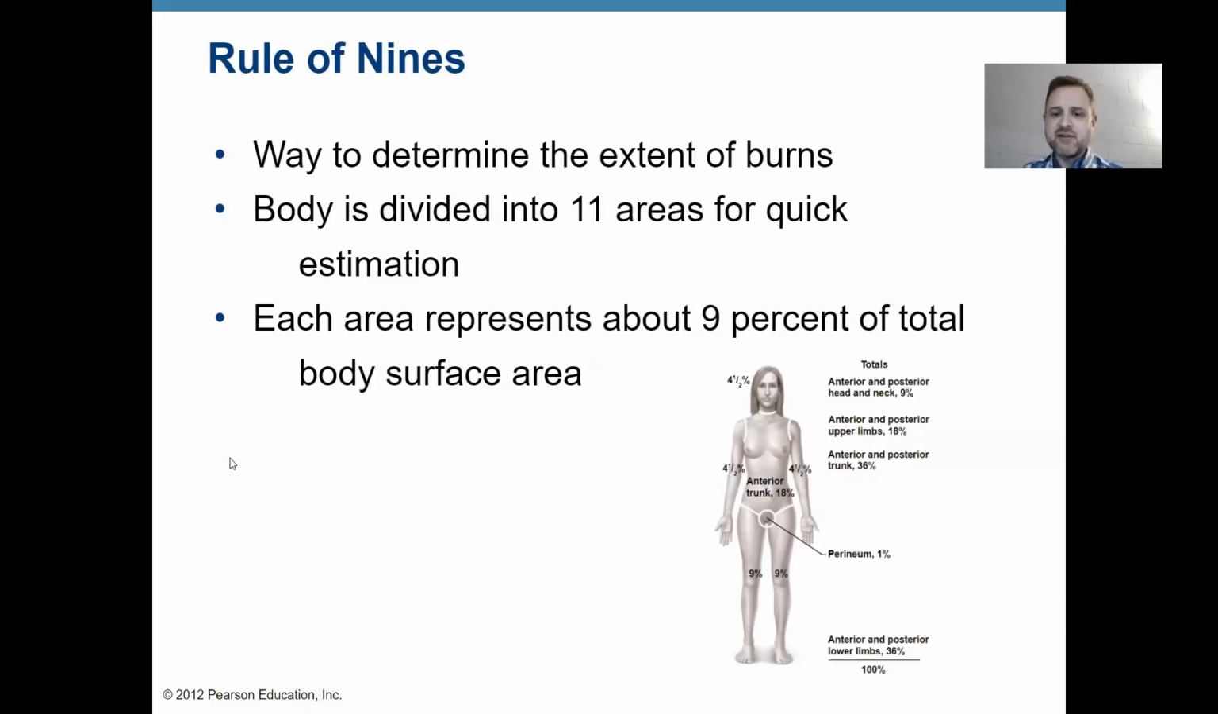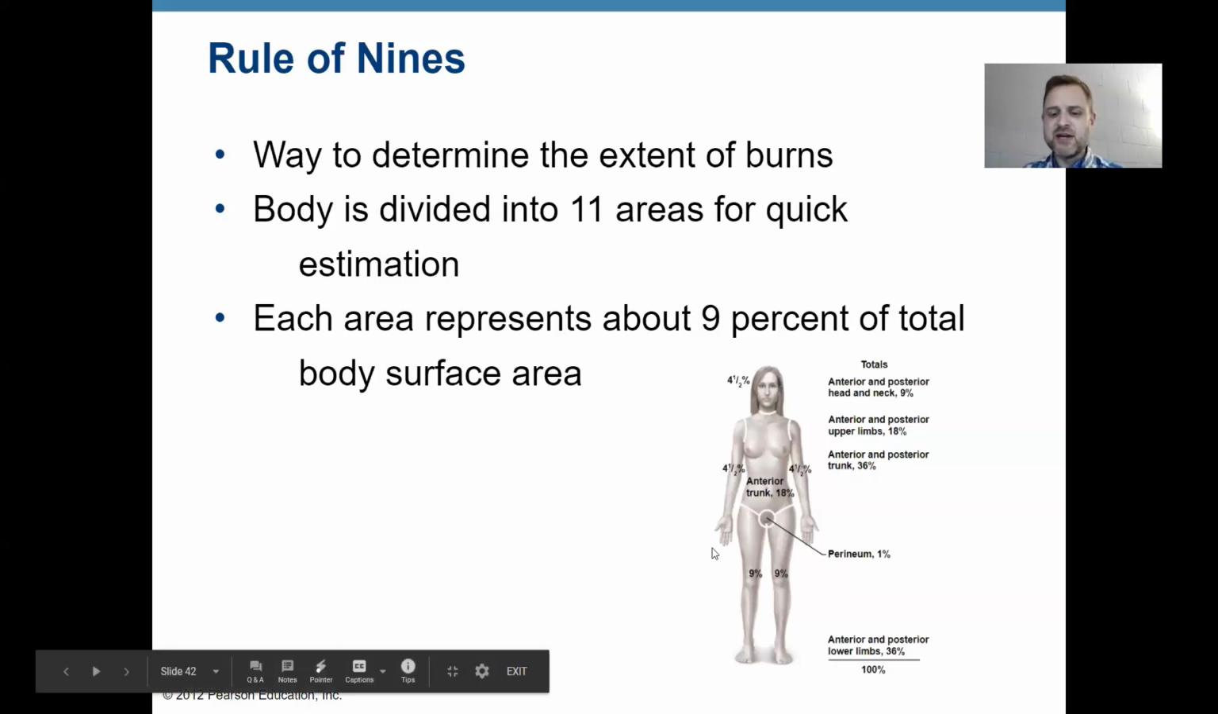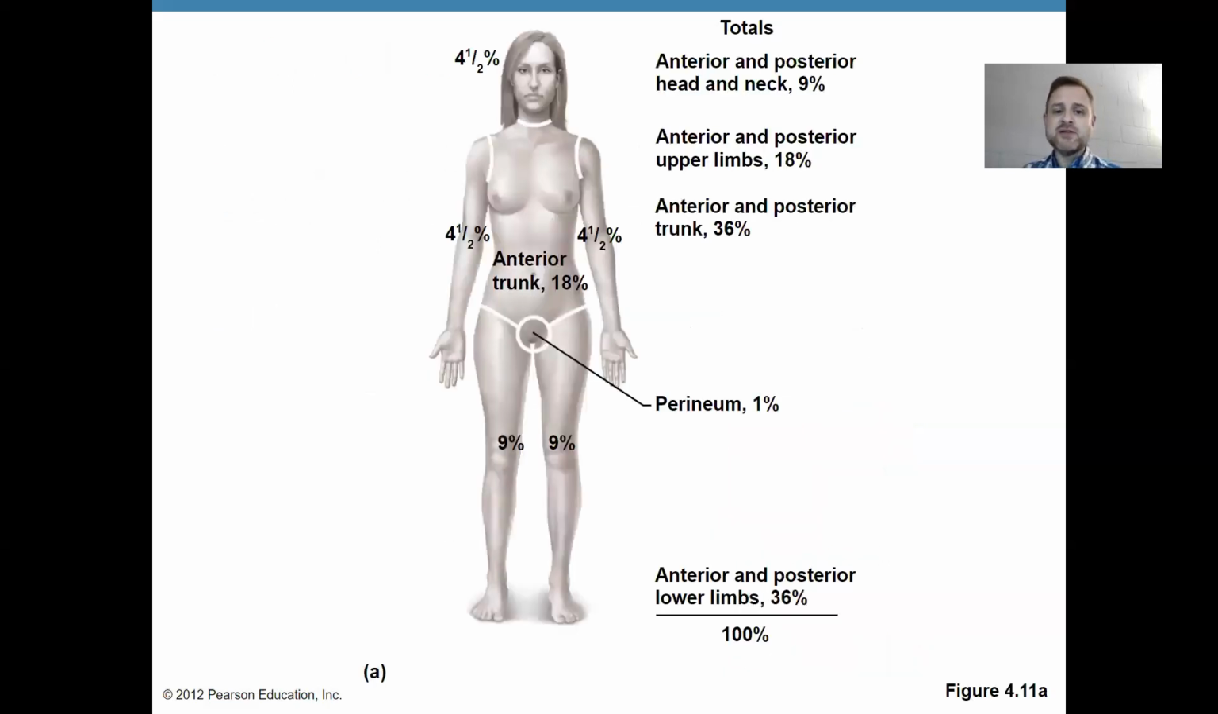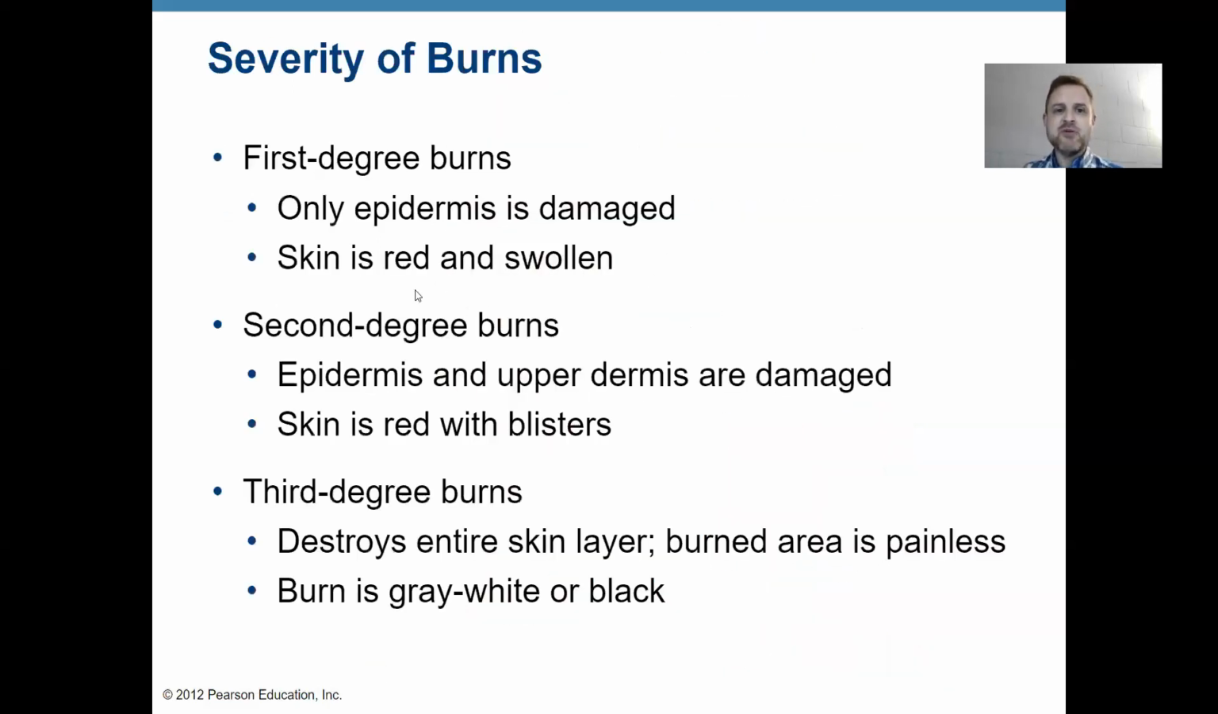You can see the front of each leg is 9%, so the legs total, front and back, would be 36%. The arms front and back, each arm is 9%. The head front and back is 9%. We're going to practice this in class probably. What you would want to do is estimate the extent of the burns, and this is just the same picture bigger, you would want to talk about the severity of the burns.